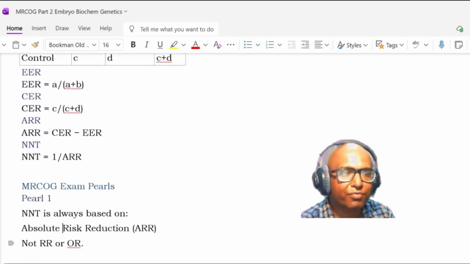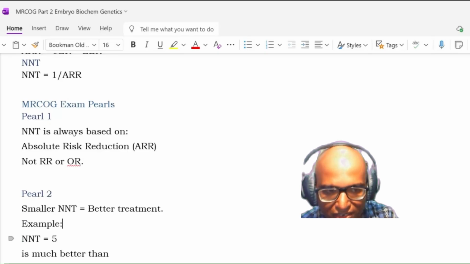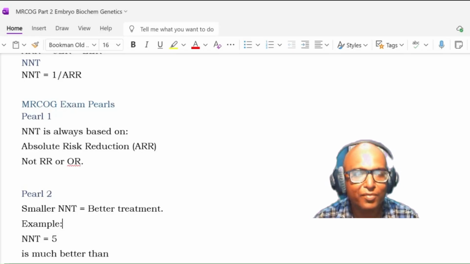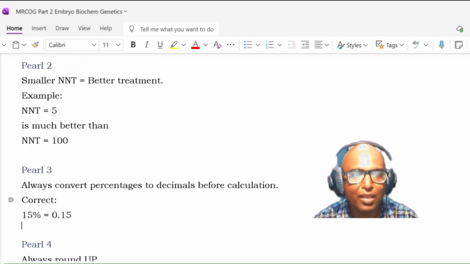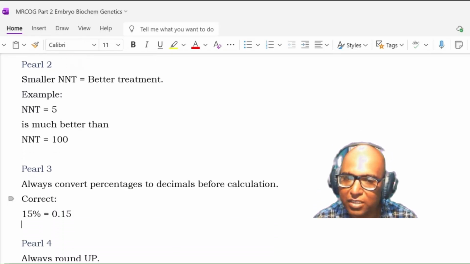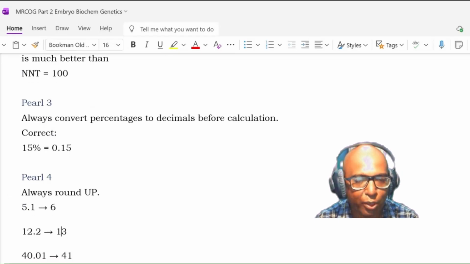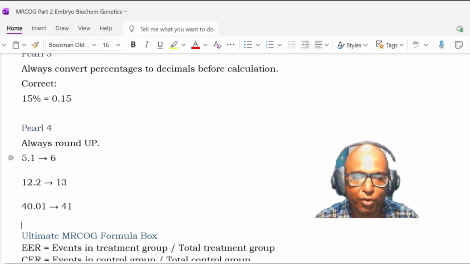Okay, so from examination point of view, NNT is always based on absolute risk reduction, not on relative risk or not on the odds ratio. Okay, smaller the NNT, better is the treatment. Okay, so for example, NNT of 5 is much better than NNT of 100. Okay, always convert percentage to decimals before the calculation. So 15% you will convert to 0.15. Always round up. Okay, 5.1 will be converted to 6, 12.2 will be converted to 13, 14.01 will be converted to 15.